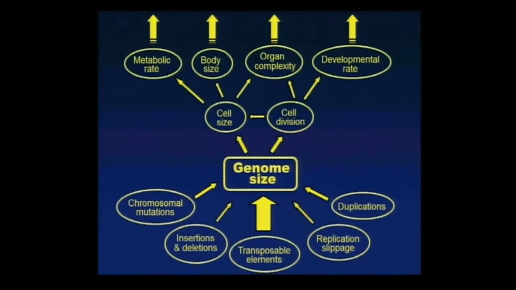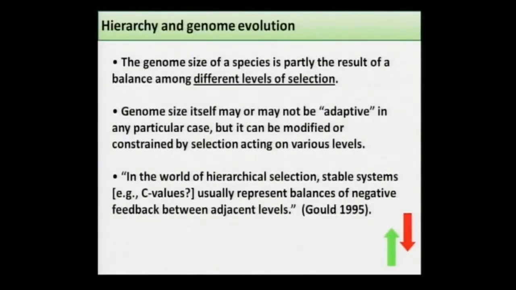So, for example, we have lots of different mechanisms that can result in changes in genome size. Transposable elements is probably the biggest one, but chromosomal mutations, duplications, and smaller scale mechanisms. These influence cell size and cell division, and in some models, they influence cell size via cell division. And then these have cascading effects up the level above, so metabolic rate, body size, organ complexity, which I didn't talk about, developmental rate, and then these can have influences on the ecology of organisms. But that's not really hierarchical, that's more just showing you a connection from the bottom up.